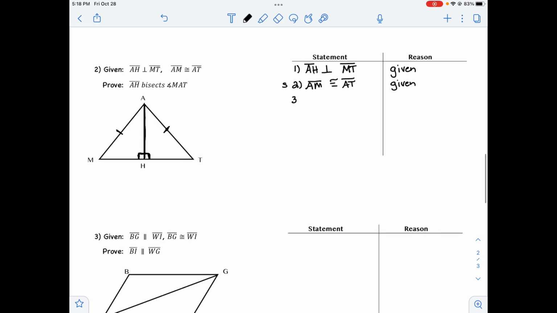So number 3 is angle MHA and angle THA are right angles. And we know that because we know the definition of perpendicular lines.